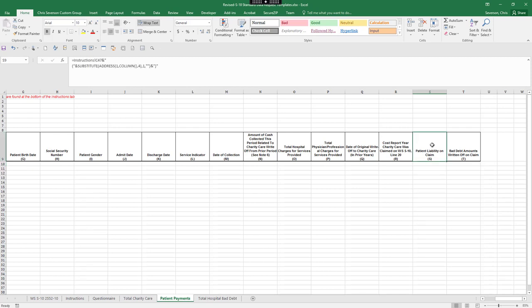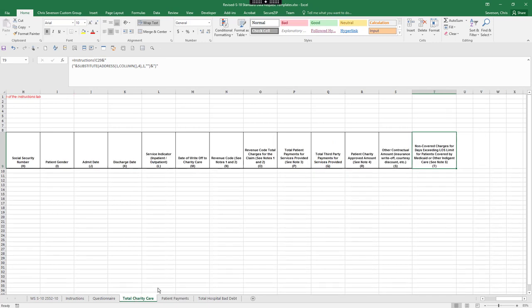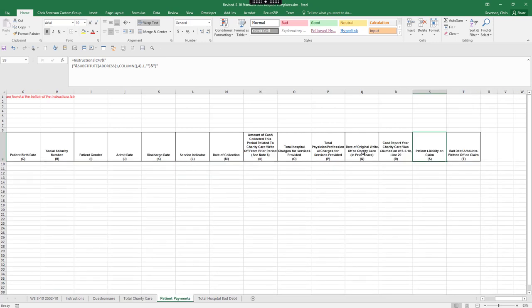Now remember, any payment against this patient liability would have showed up on the other two worksheets in total patient payments, but it should not show up here. We don't want that payment if it was normally related to their patient liability. So that's the only reason we're putting this here, just to help explain how much of this payment is really against a charity care write-off. It's just putting the pieces together.